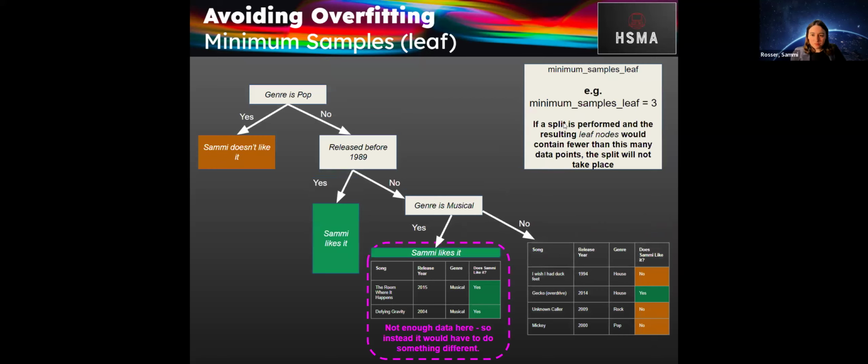Now, minimum samples leaf. If the split is performed and the resulting leaf nodes would contain fewer than this many data points, the split just won't take place. So for example, if we tried to split on genre as musical here, it would find that that gives us a nice pure node, but it only contains 2 samples, not 3. So again, we're preventing this overfitting by making it go back a step and either making a split that is less pure but meets the conditions, or just not making the split if there's no split for which the conditions can be met.